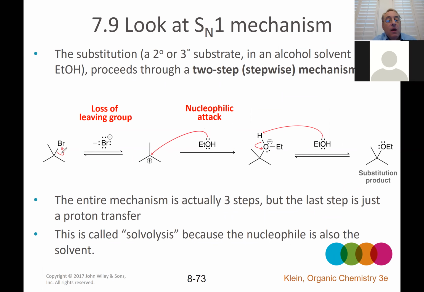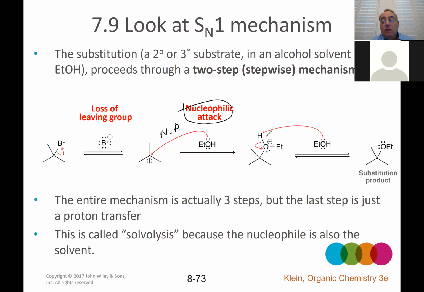The first step is loss of the leaving group. The C-Br bond breaks. You get the carbocation intermediate. In this case, the solvent is ethanol, but you can have various solvents. You can have water, you can have methanol. The ethanol acts as a nucleophile. The oxygen attacks the positive carbon. So you're getting nucleophilic attack here, and you form this product.